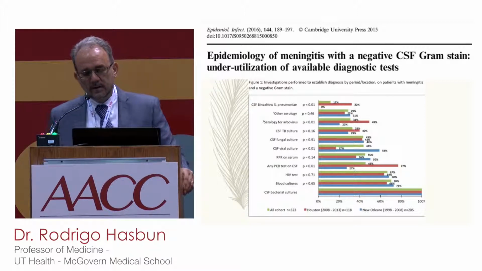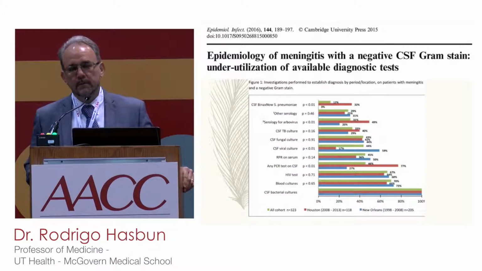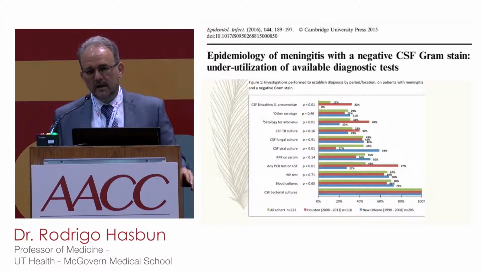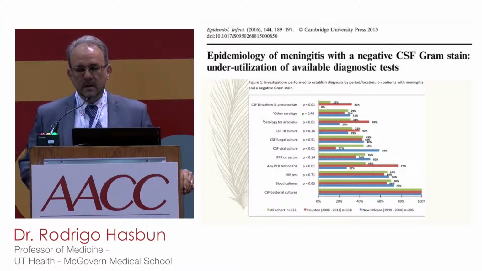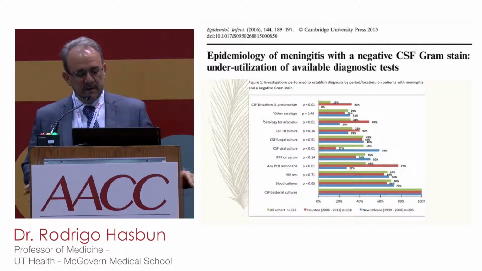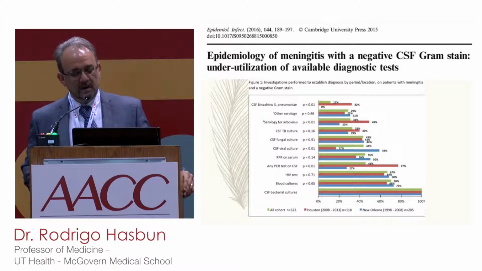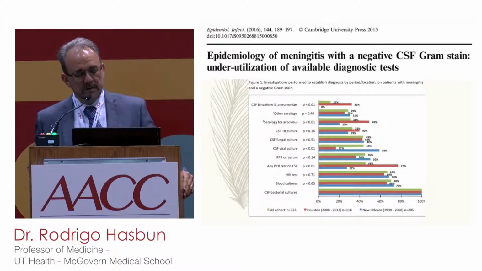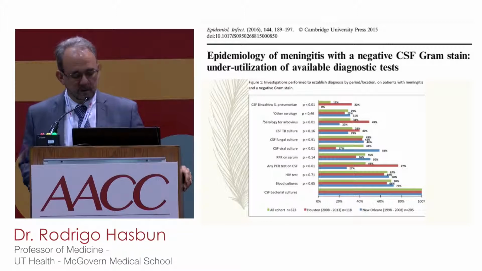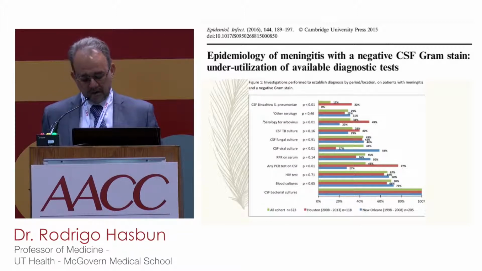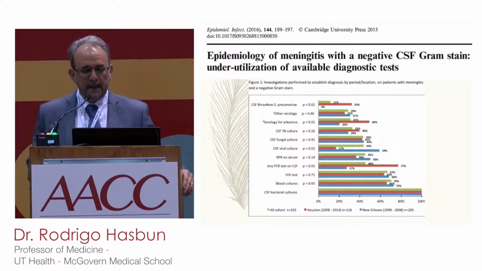So you can see this just a comparison between New Orleans and Houston, different tests that are being done in patients with meningitis and a negative gram stain. The only thing that's really done in 100% of our patients almost is CSF bacterial cultures. The rest really depends on the center, but you can see any PCR was done in less than 50% of the patients. An HIV test in this study, 2/3, serology for West Nile 1/3. So we're underutilizing the current available techniques.